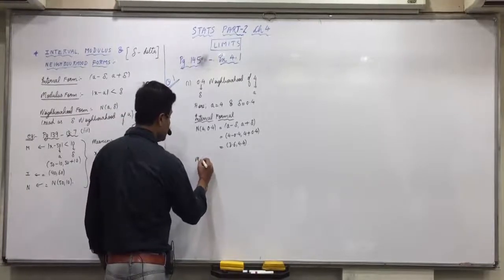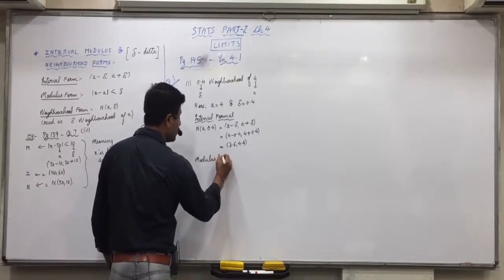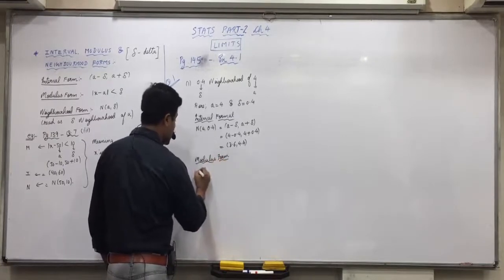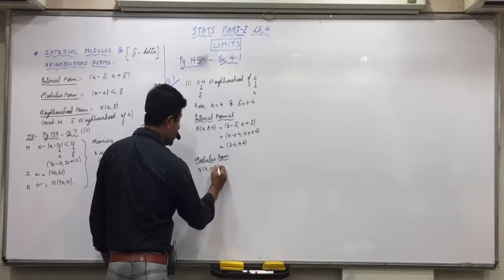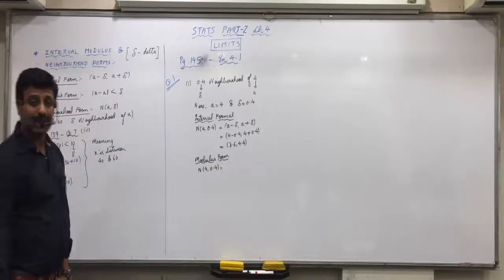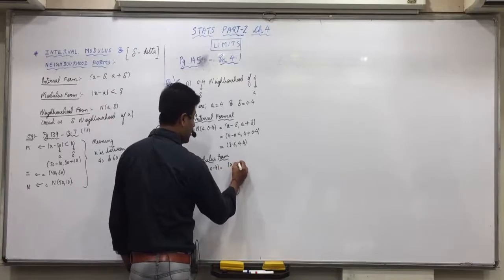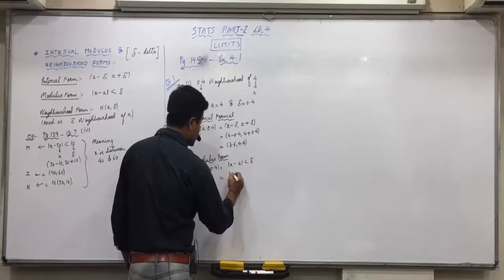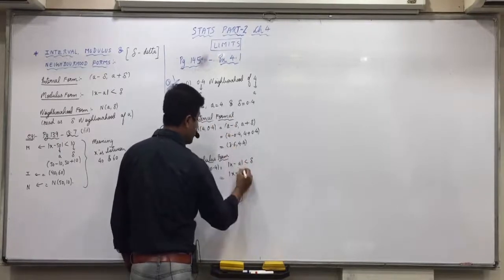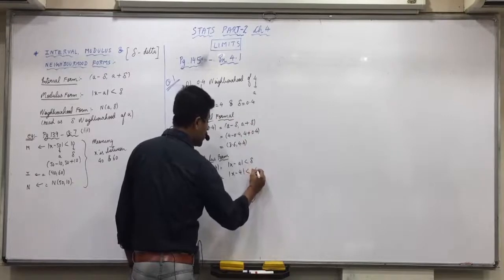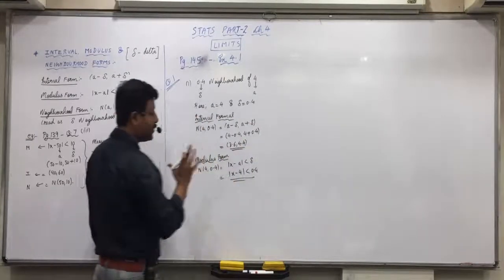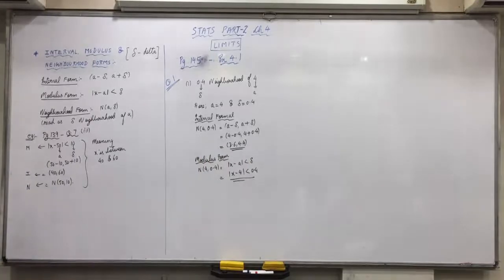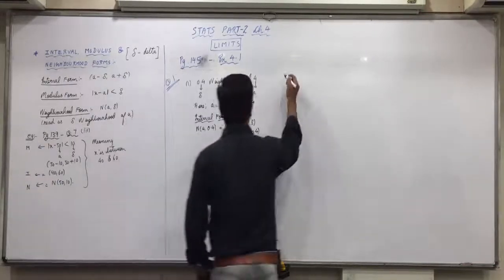Then modulus form. N(4, 0.4), that is N(A, delta). Modulus is |x - A| < delta. So |x - 4| < 0.4. We just have to express it in the respective forms. Is everyone clear with this? Yes. Anyone having any doubt in this? Raise your hand. Now question 2.